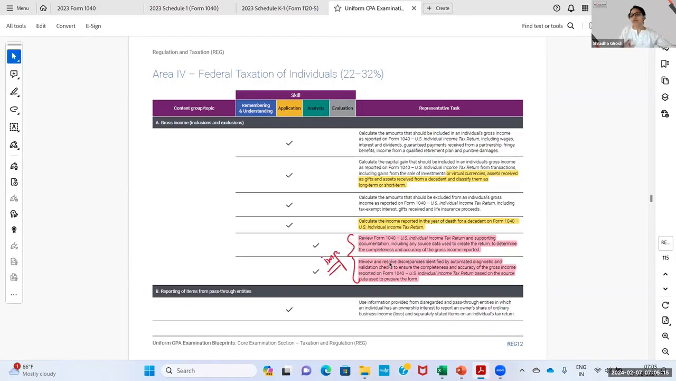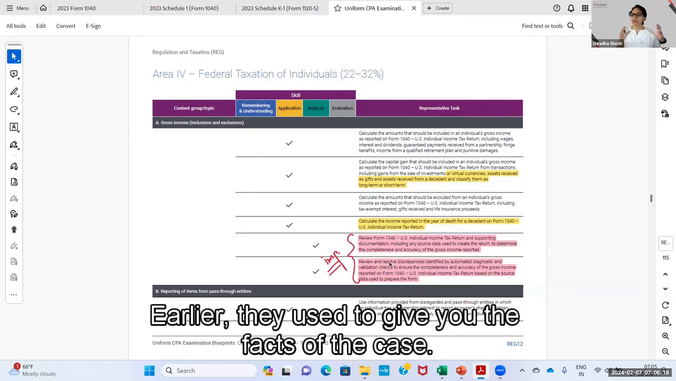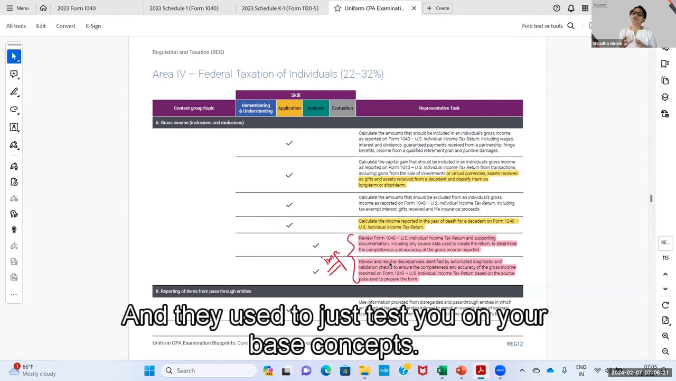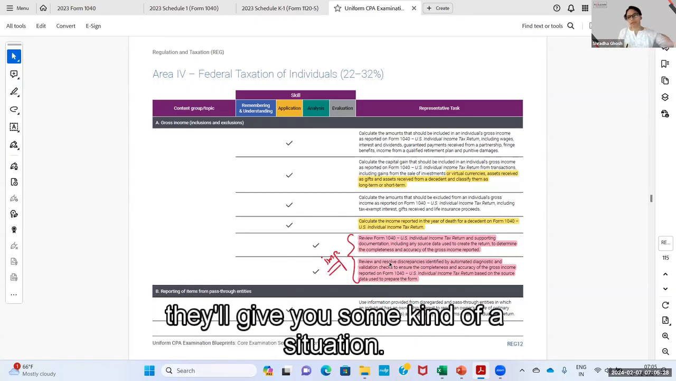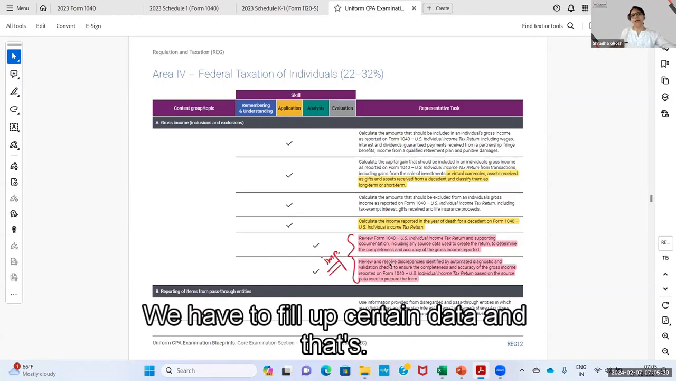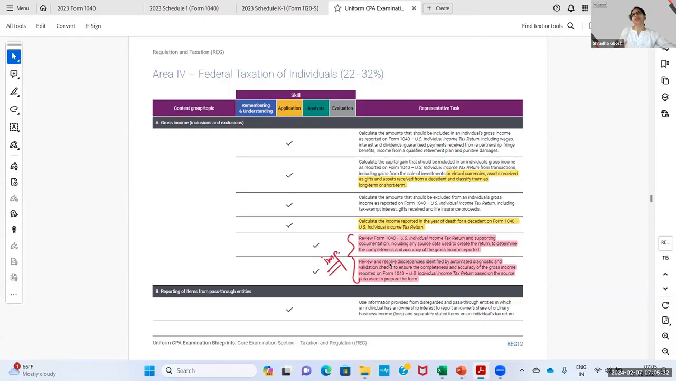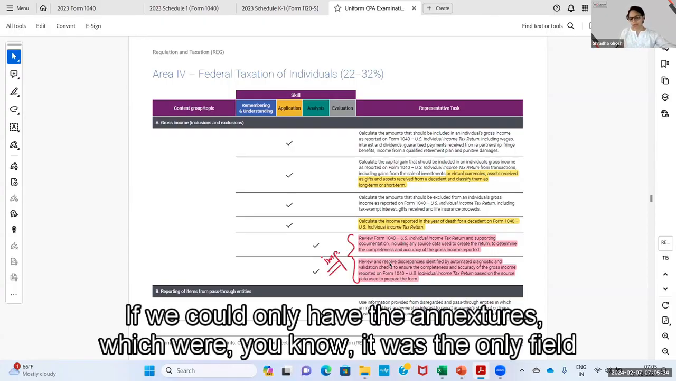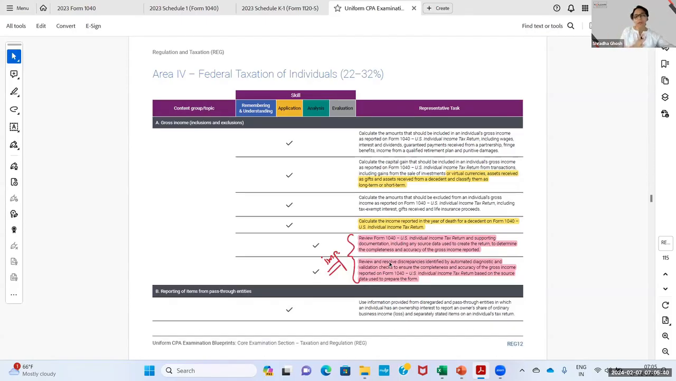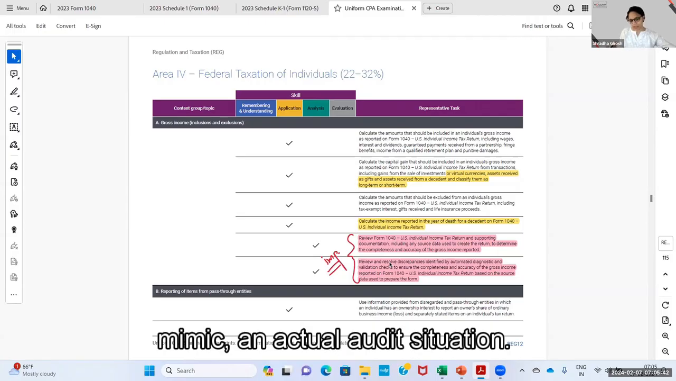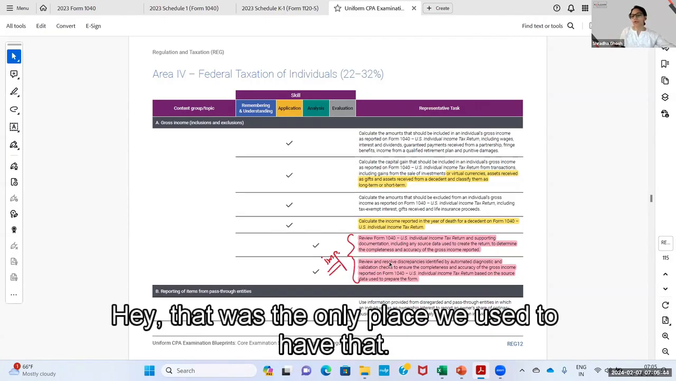So what is the change in focus? Earlier they used to give you the facts of the case, and they used to just test you on your base concept. They'll give you the facts, and then some drop down, or some kind of situation where you have to fill up certain data, and that's it. They did not typically have the annexures. Audit was the only field where we had a situation mimicking an actual audit situation. That was the only place we used to have that.